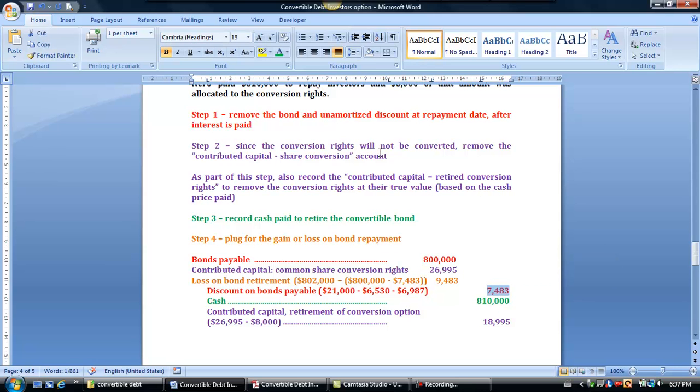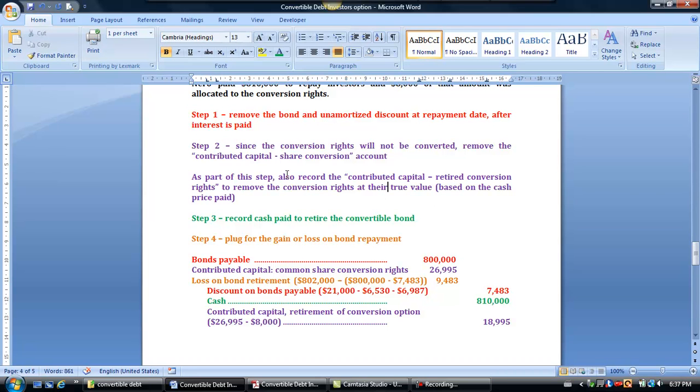Now, step 2, I would say, since the conversion rights are not going to be converted because we're taking the bonds off the market, I'm going to remove that whole account. So I'm going to debit, color coding here, so the step is purple, in the entry it's purple, so I'm getting rid of those conversion rights at $26,995, which was the value at which I set them up.